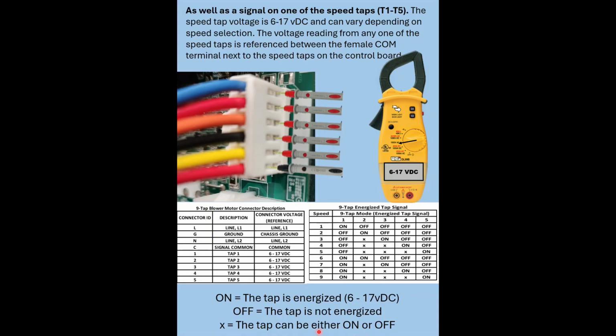And also, this is just showing you what your speeds are and what taps you should see. And remember, it's not always going to be 17 volts. It can be as low as 6. But here it's showing you a good example, which is 9. It's easy to see here that taps 1 and 5 are on. But the X's on here mean that the tap can be either on or off. So, just keep that in mind.